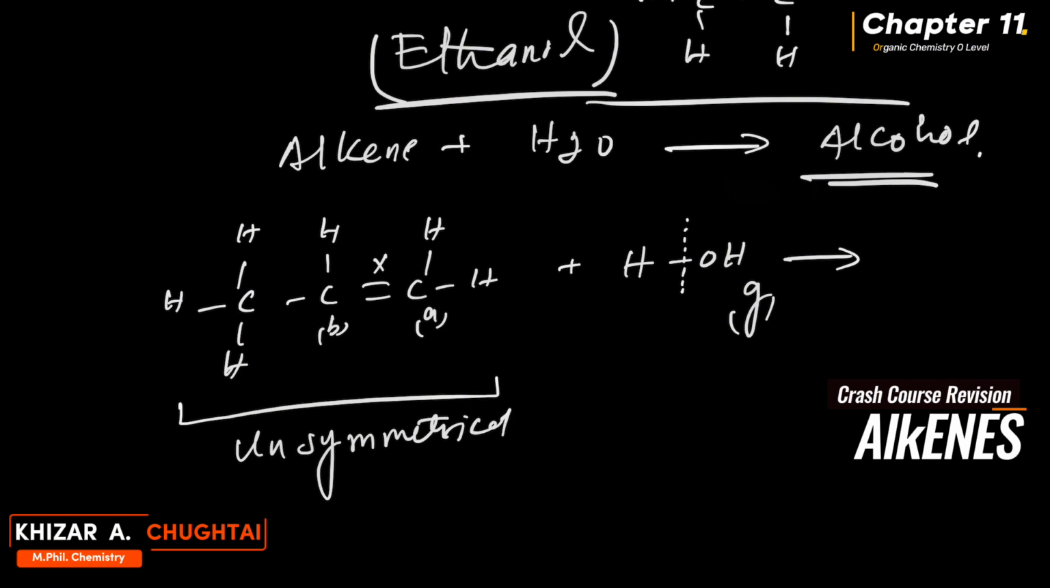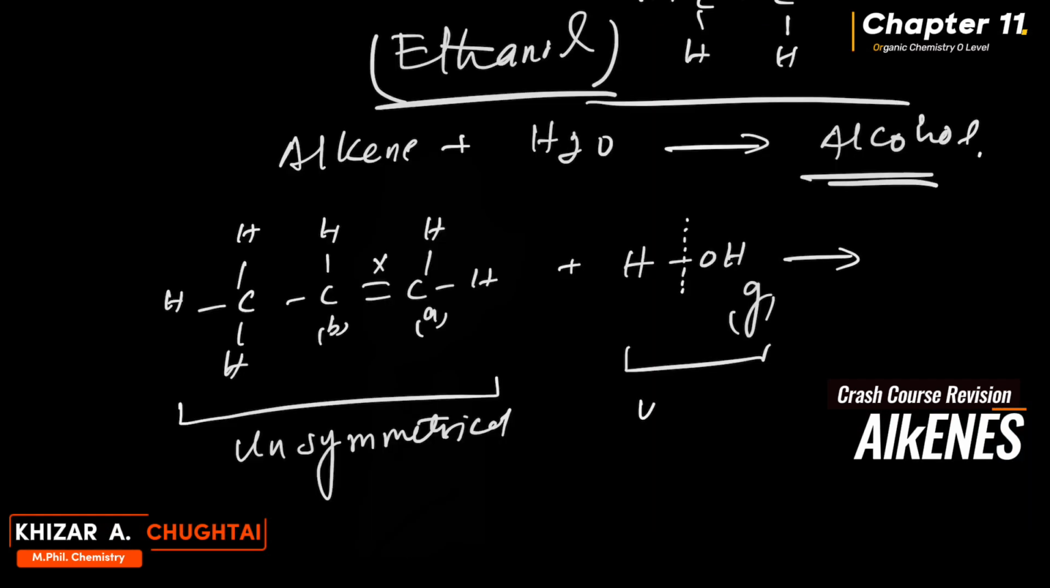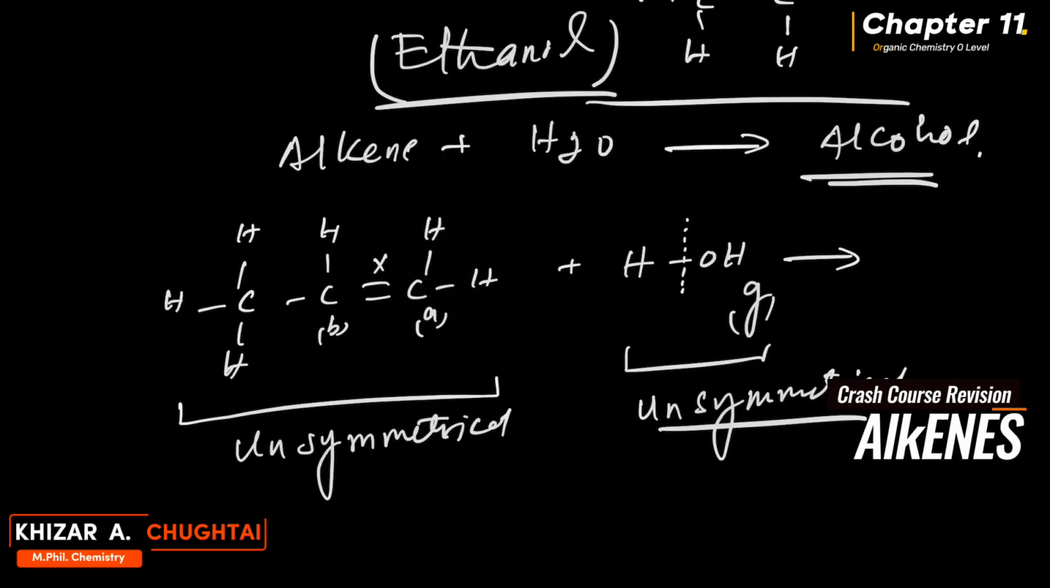This is called an unsymmetrical alkene. And this water molecule is also unsymmetrical. Unsymmetrical reagent. If both are unsymmetrical, how can you check the unsymmetry or symmetry of the molecule?